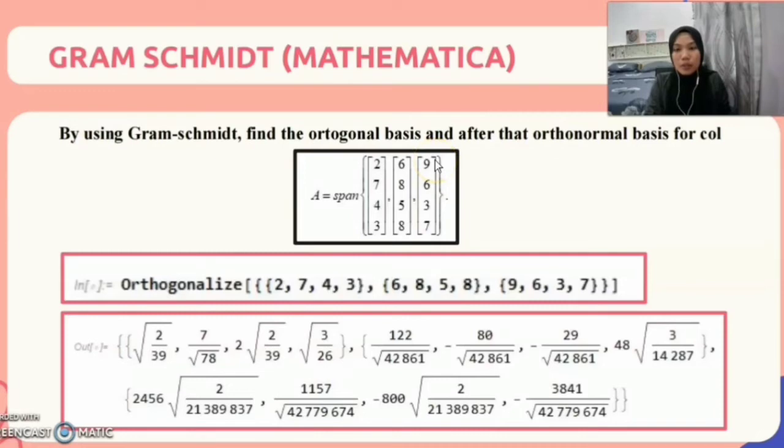So by using Gram-Schmidt in Mathematica, we need to input a command which is Orthogonalize. So the first vector 2, 7, 4, 3, the second vector 6, 8, 5, 8, and the third vector 9, 6, 3, and 7. And we execute the command, automatically we will get the output for the orthonormal basis by using Gram-Schmidt. And there will be U1, U2, and U3. So this is the orthonormal basis by using Gram-Schmidt in Mathematica.